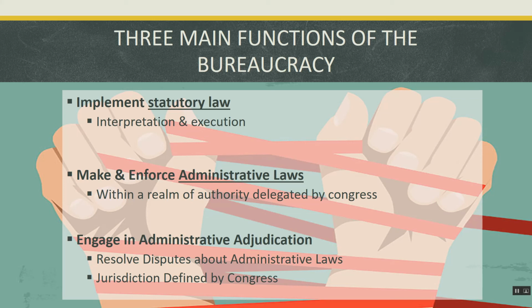In addition to this traditional function of implementing statutory law, over the years, the executive bureaucracy has begun to make and enforce what we call administrative laws. If a statutory law is a law created by Congress, then an administrative law is a law or regulation created by one of the agencies or departments within the executive bureaucracy. In other words, administrative laws are created not by elected officials in the legislative branch, but by unelected bureaucrats in the executive branch. And at this point, there should probably be some alarm bells going off in the back of your head.